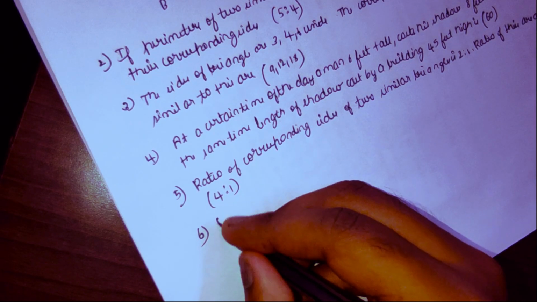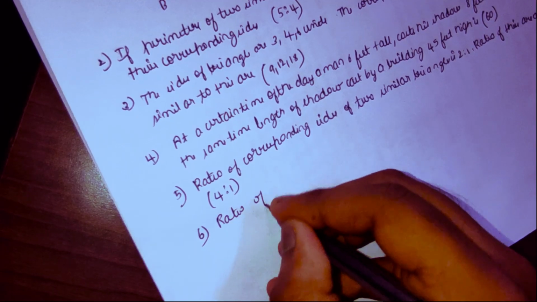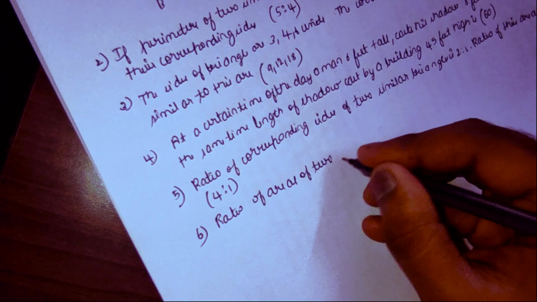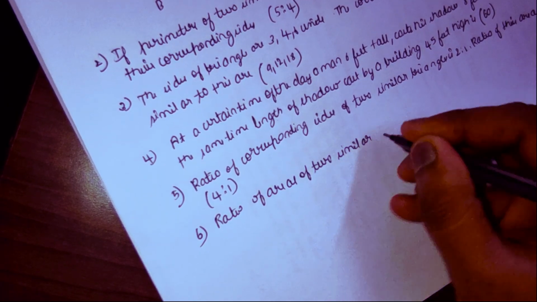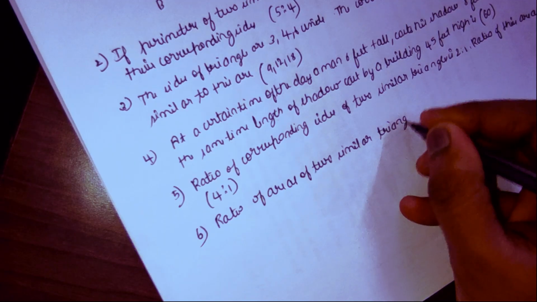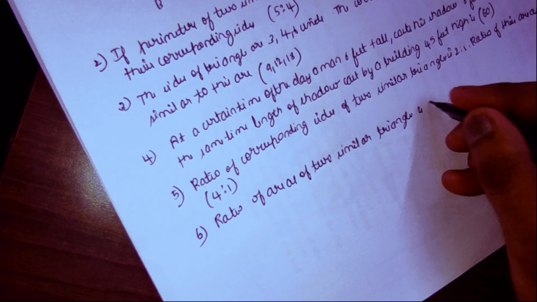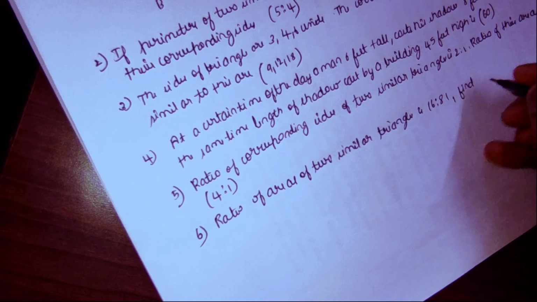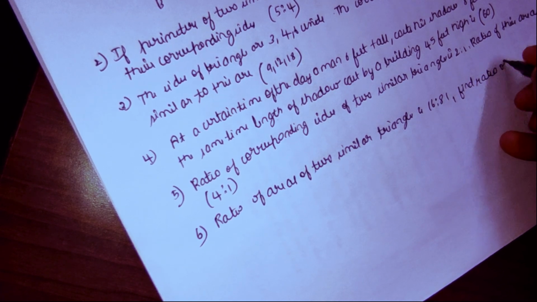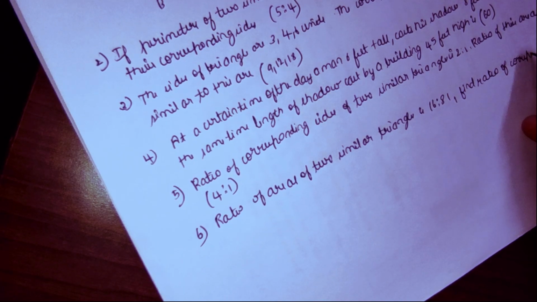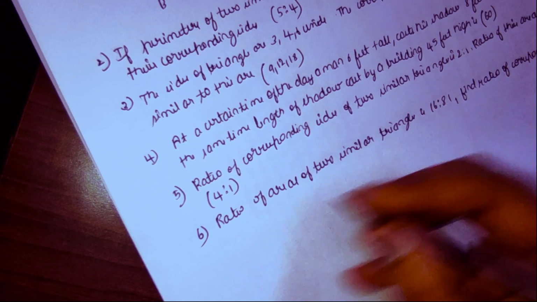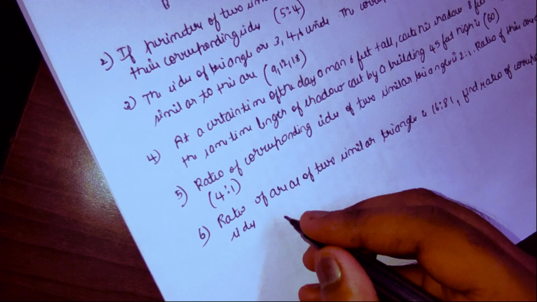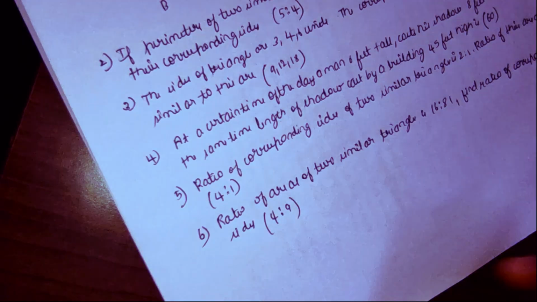The question is reverse here. Ratio of areas of two similar triangles is 16:81. Find the ratio of their corresponding sides. The answer is 4:9.